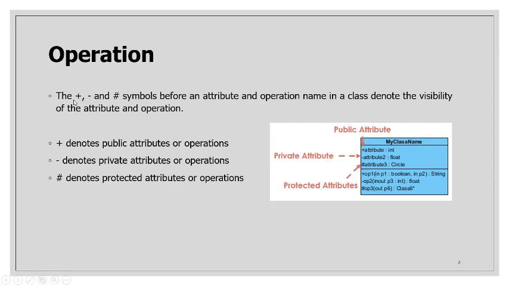Here are some signs of the operation which mean something different: the plus, minus, and hash symbols. The plus symbol denotes the public attributes or operations. That means if this operation is public, that means any other class member may access this operation, then we give the plus sign. If we give the minus sign, that means this is a private operation. Any other outside class cannot access this operation directly. And hash denotes the protected attributes or operations. That means it is a protected type of member of the class. Okay.